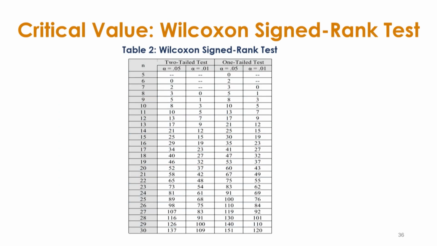Previously we noted the critical value table as Table 2, which represents the critical values for the Wilcoxon sign rank test. We can see the different n, which represents the sample pairs, the different pair sizes, and the different levels of alpha, 0.05 and 0.1. This is for the two tail and this is for the one tail, as I told earlier: not equal to, greater than or less than.